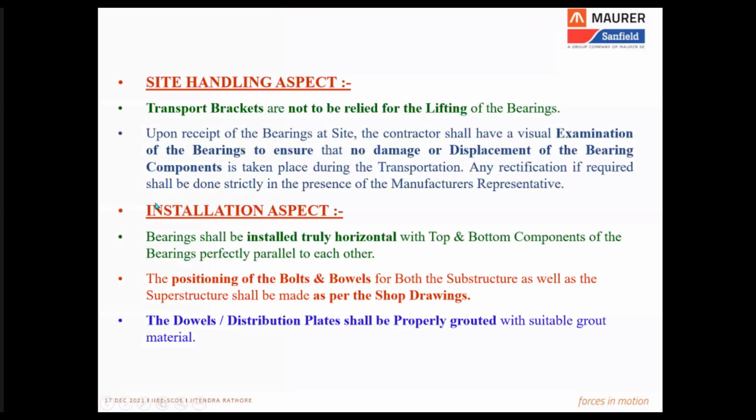From site handling aspects, the transport brackets or locks which are provided in the bearings shall not be relied on for lifting. We will see this in a further slide in detail. Bearings shall be installed truly horizontal. This is an important aspect to take care about. And again, we will discuss in a little detail in the coming slide. And the interface of the bearing at top and bottom has to be properly grouted. Otherwise, there is no point of installing the bearing over there. It will not perform.